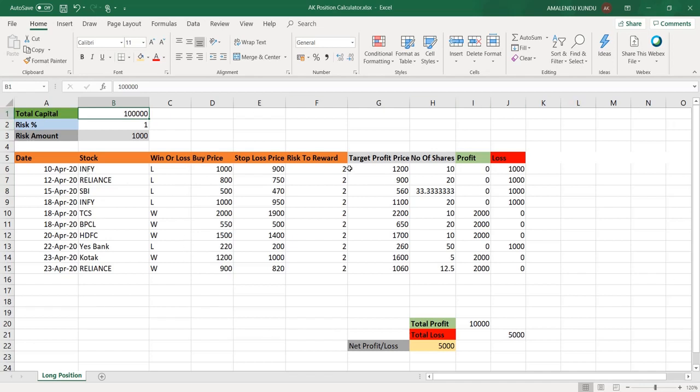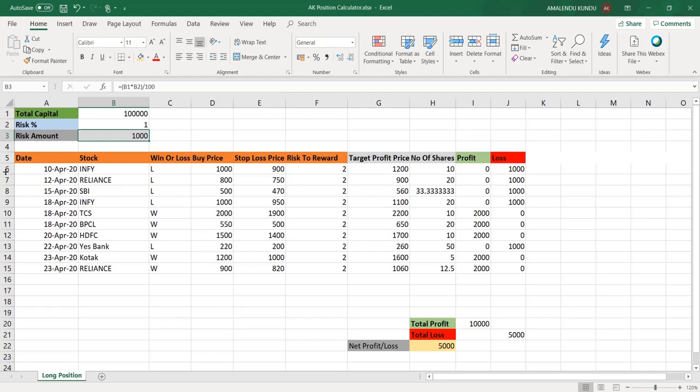Okay, so on that example that we have seen, I have made one Excel sheet. You can download this Excel sheet from Google, or there is some website where you can calculate all these things. But take an example that you have a capital of 100,000, risk is 1%, so my risk amount becomes 1,000. So 1,000 risk is fixed for each and every trade, remember that.